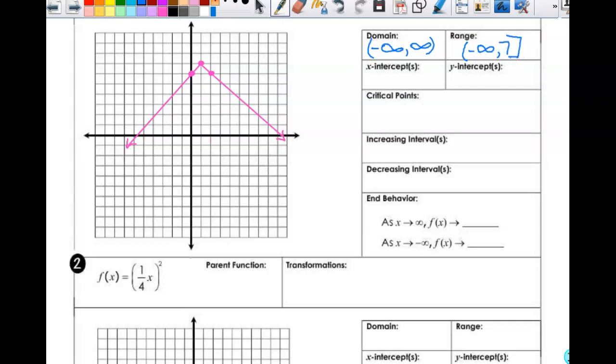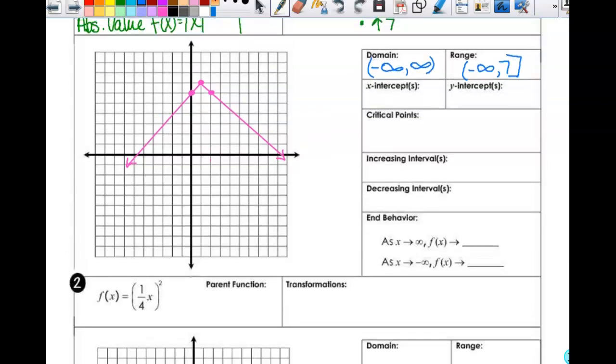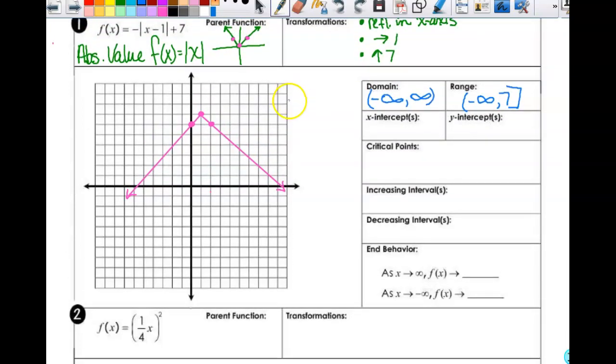My x-intercepts, you do not get to guess off of your graph. If it's not a point that you plotted, you just sketched that by hand, and no. So you have to figure them out algebraically. How do I figure out an x-intercept? Y equal to 0. So that means I get 0 equals negative absolute value of x minus 1 plus 7.